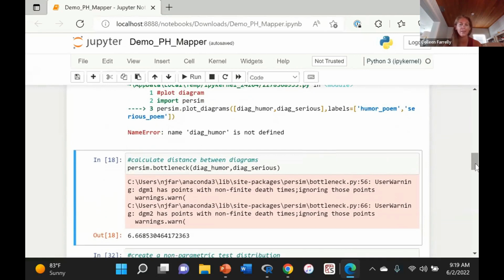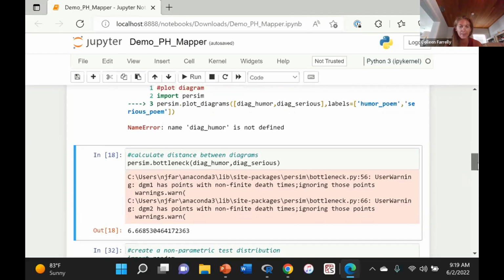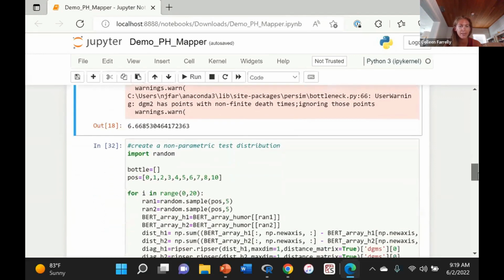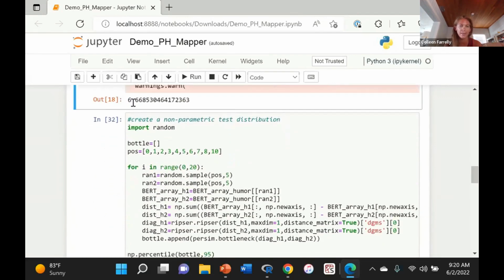After we have the features defined for persistent homology, we can use this bottleneck distance to find the distance between the diagrams that we have. And there are a couple different distance metrics that we can use. The bottleneck distance is one that I like using. And here we see that this distance is 6.67-ish. But without context, we don't really know what that means and if there actually is a significant difference.